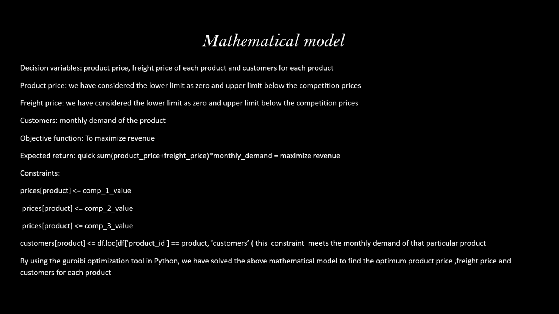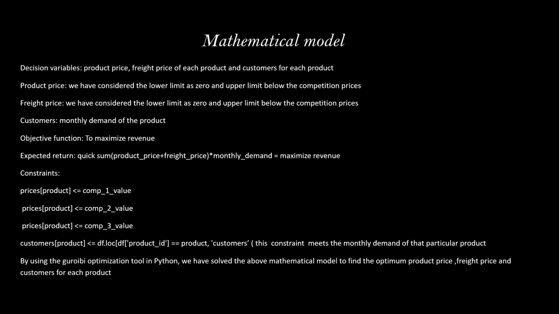For the product price, we have limited it between a lower bound and an upper bound. The lower bound should be greater than zero, and the upper limit should be below the competition price, so that our product is competitive in the market. Similar to product price, we consider freight price also. The lower bound is zero, and the upper limit is below the competition price. And the objective function is, obviously, to maximize the revenue.